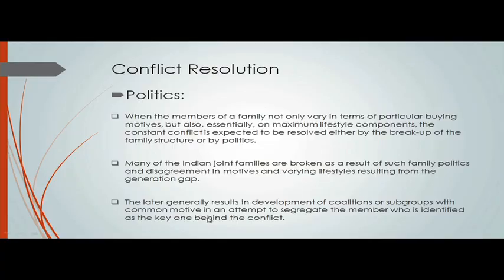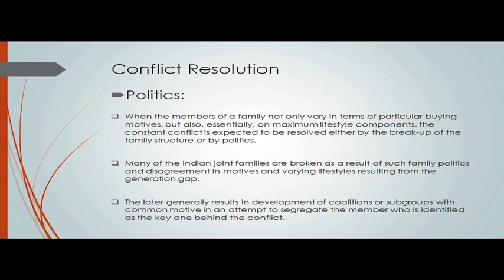Last one, the third one, is bargaining. Bargaining is like the father may say, okay, fine, in this vacation let us go to a historical location, and in the next vacation we will go for a foreign trip. So, this is a give and take kind of thing. And the other one is actually not a very good mechanism, that is politicking.